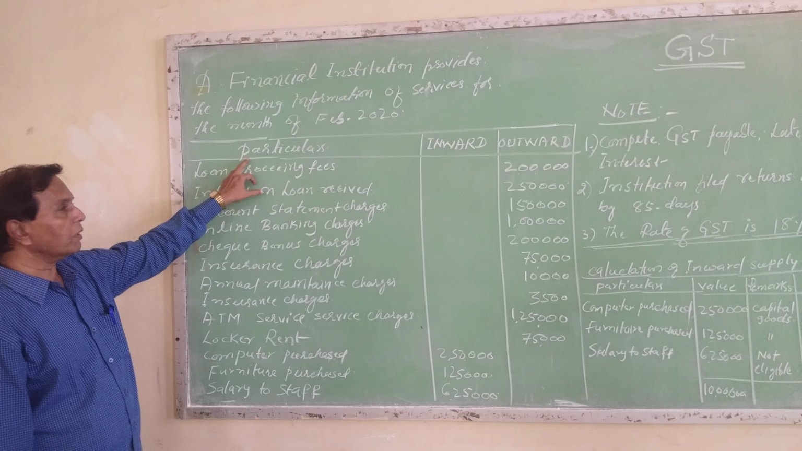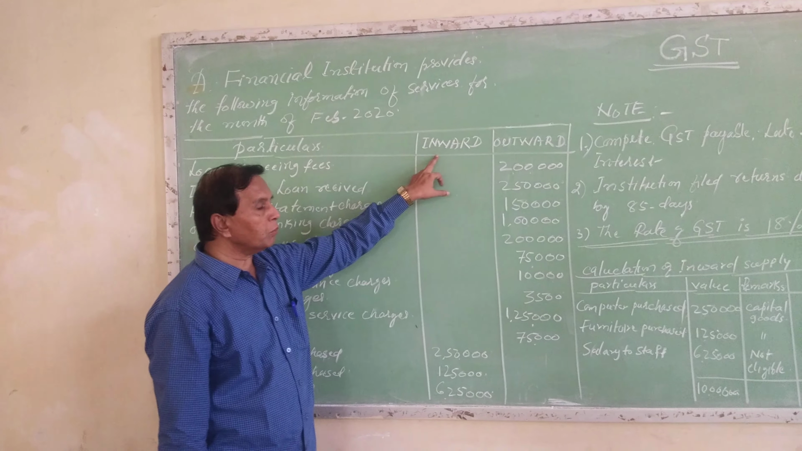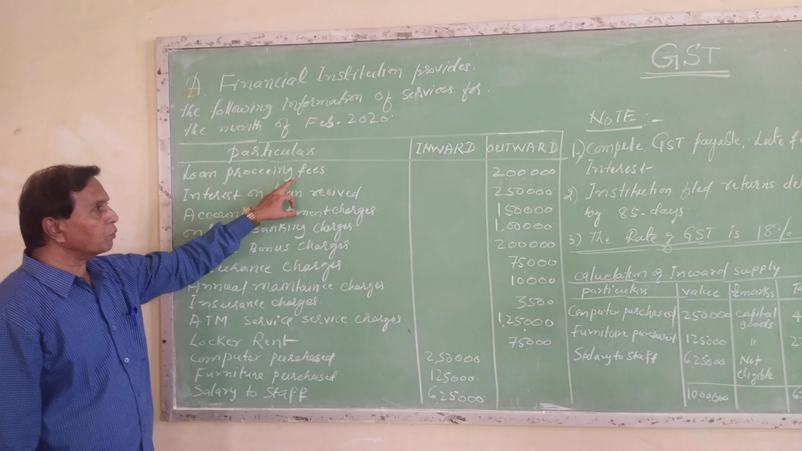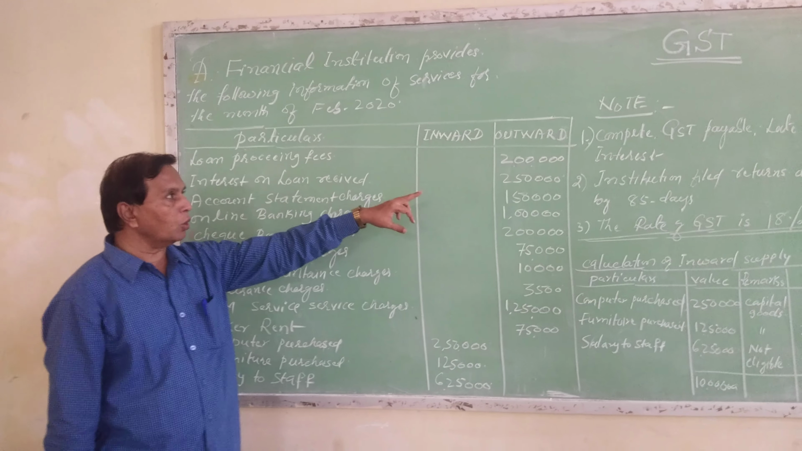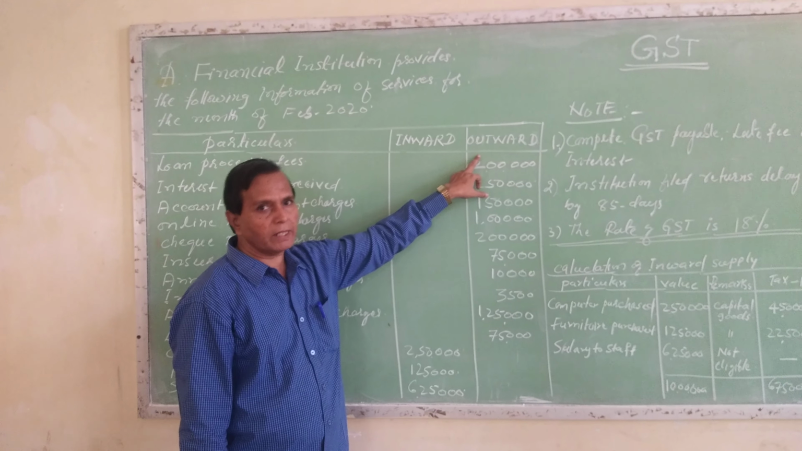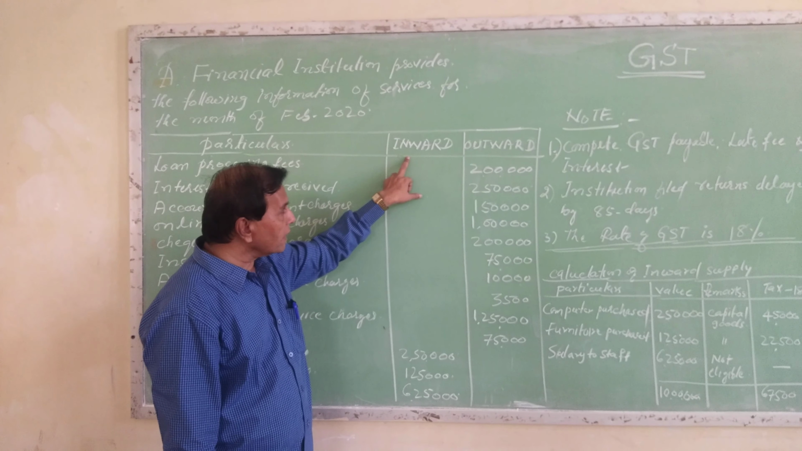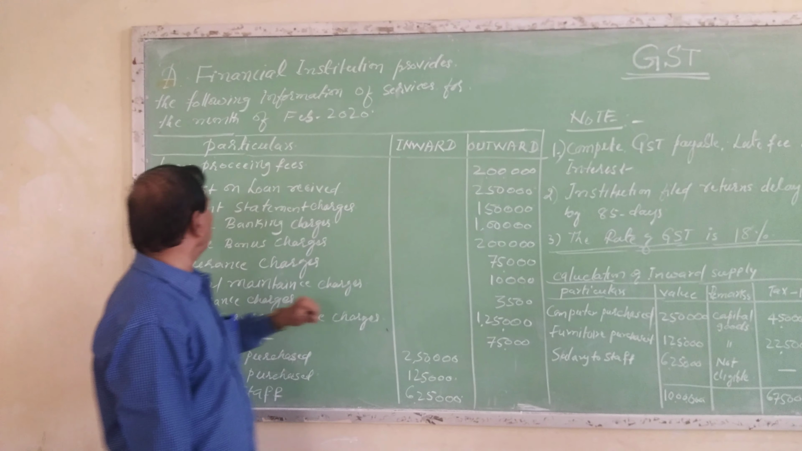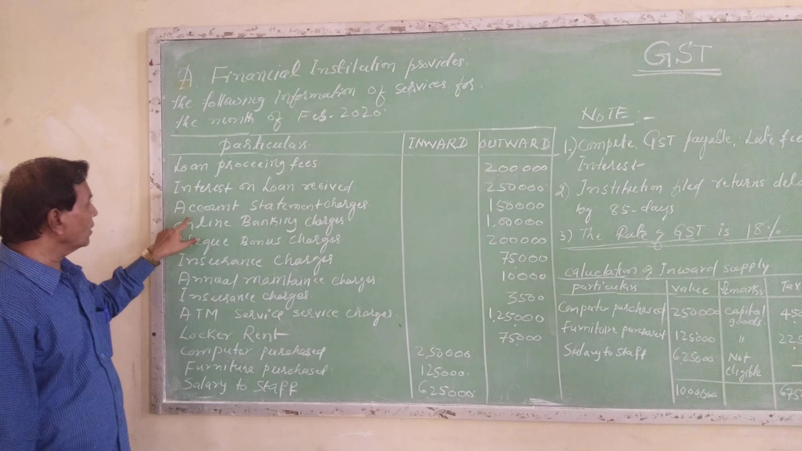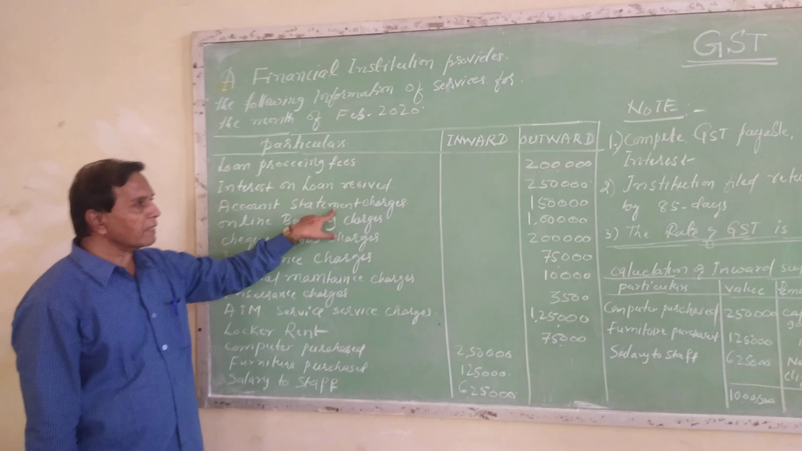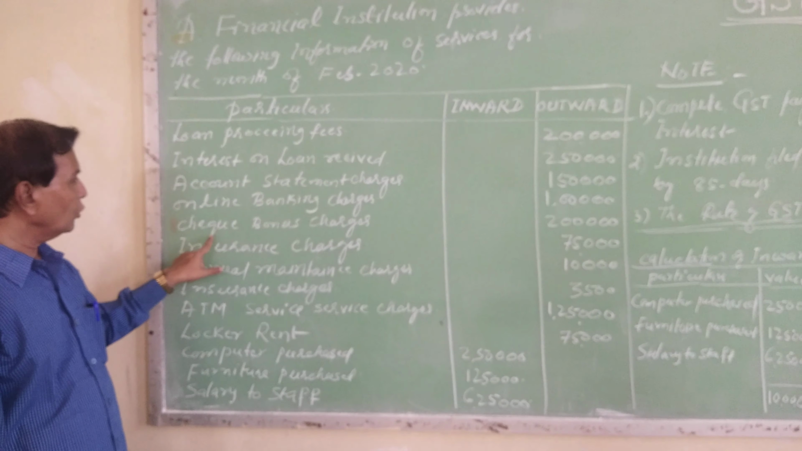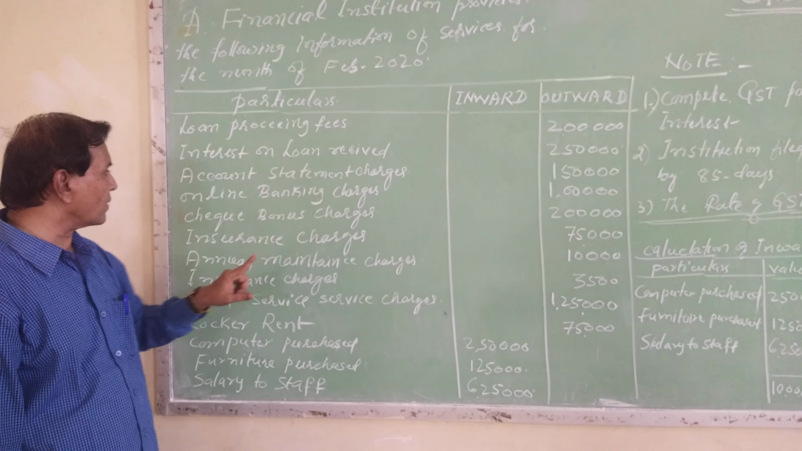First one is particulars, inward supply, outward supply. Loan processing fees is outward. Inward means purchases, outward means sales. That is, purchases supply, outward supply. Interest on loan received, 2,50,000. Account statement charges, 1,50,000. Online banking charges, 1 lakh. Cheque book charges, 2 lakhs.